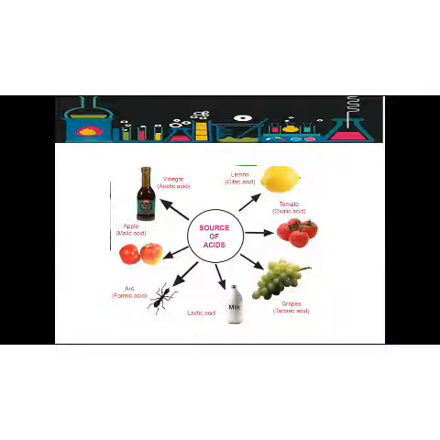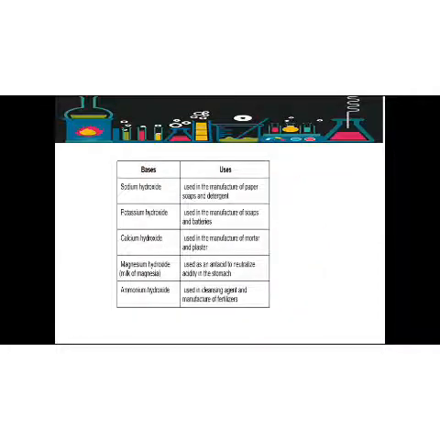Next, we go to sources of acids. What are the sources of acids? Vinegar is one of the sources, containing acetic acid. Lemon, citric acid. Tomato, oxalic acid. Grapes, tartaric acid. Milk, lactic acid. Ants have something called formic acid in their mouth. We have apple, which has malic acid.